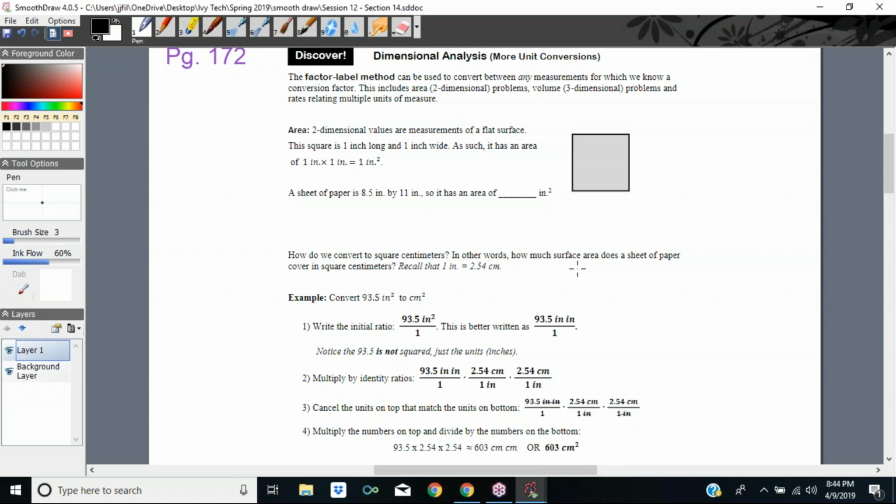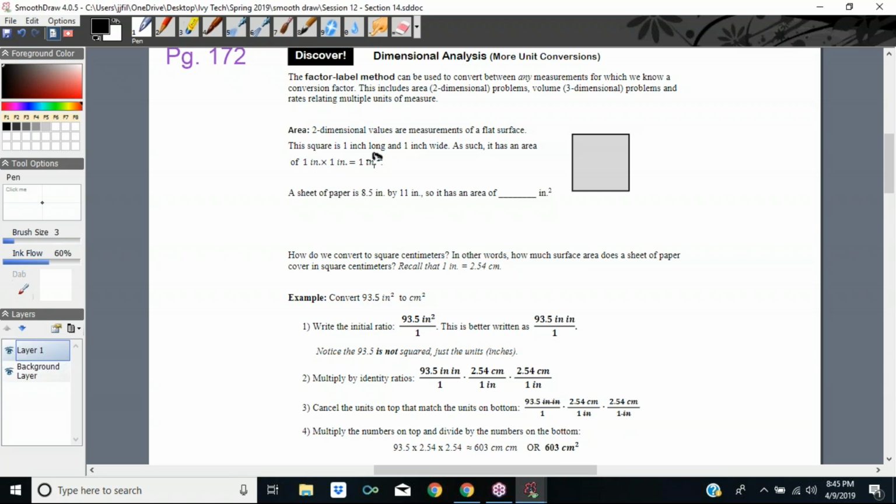It says the factor label method can be used to convert between any measurements for which we know a conversion factor. This includes area, 2D, and volume, 3D, and rates relating multiple units of measure. So area is two-dimensional, values or measurements of a flat surface. This square is 1 inch long and 1 inch wide, so it has an area of 1 inch times 1 inch, which is 1 inch squared.